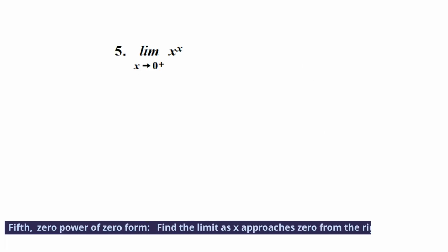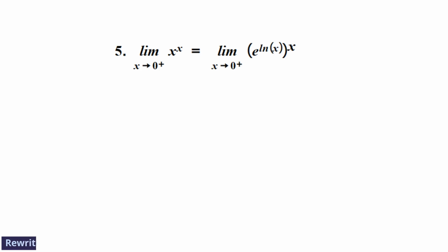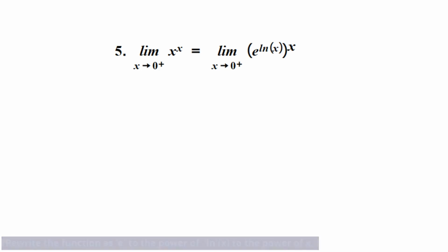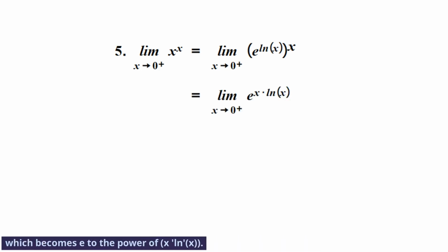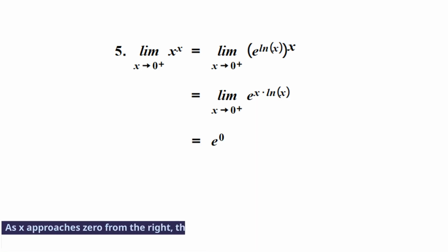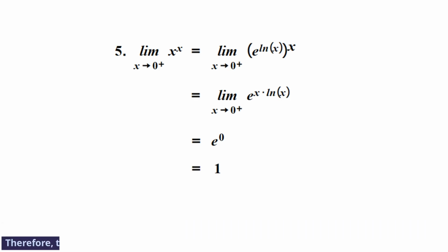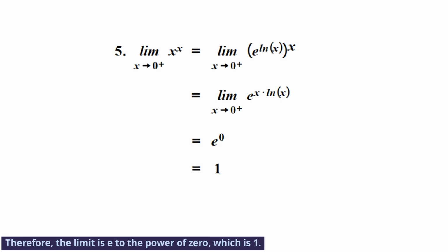Fifth, 0 to the power of 0 form. Find the limit as x approaches 0 from the right for x to the power of x. Rewrite the function as e to the power of ln of x to the power of x, which becomes e to the power of x ln x. As x approaches 0 from the right, the limit of x ln x is 0, as shown in example 3. Therefore, the limit is e to the power of 0, which is 1.